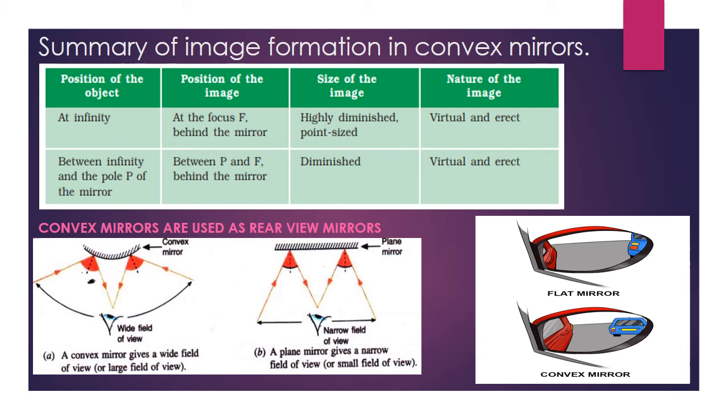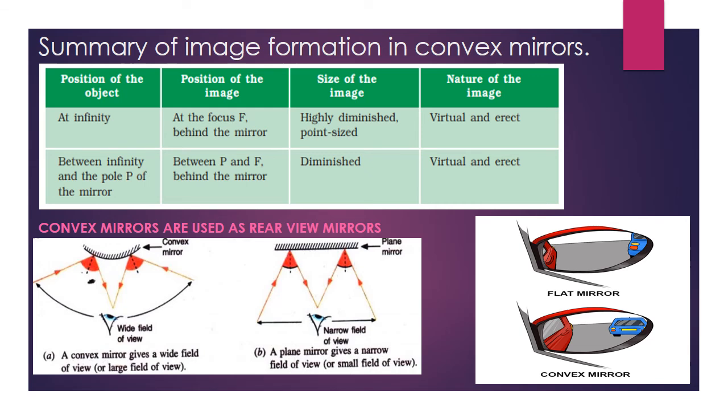You know, children, in vehicles like cars, trucks, etc., to see the traffic at the rear side or the back side, we use convex mirrors. Why? A driver prefers convex mirrors as rear view mirrors mainly because of two or three reasons. One is that a convex mirror always produces an erect image of the objects. Then it gives a wide field of view.